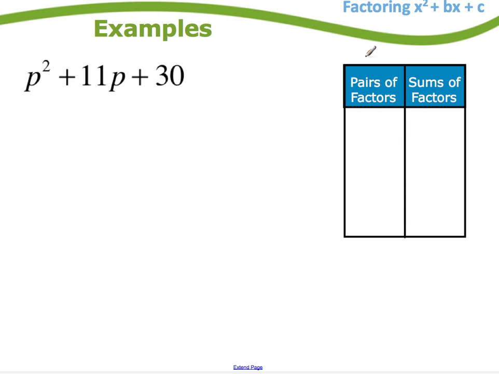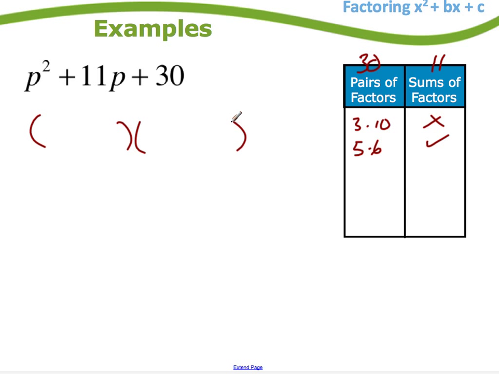So pairs of factors that multiply to 30 and they have to add to 11. Okay, 30. 3 times 10, add that, 13. No, it's not it. 5 times 6. 5 times 6 is 30, and 5 plus 6 is 11. There I go right there.